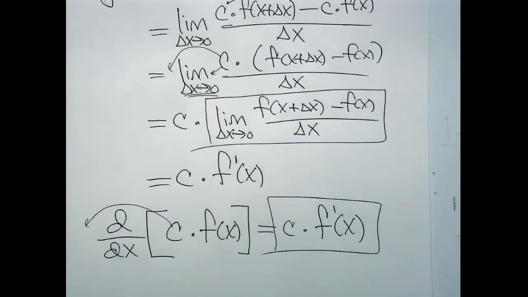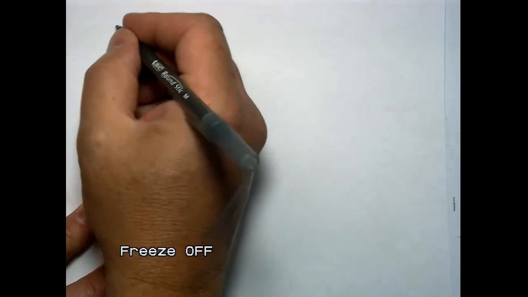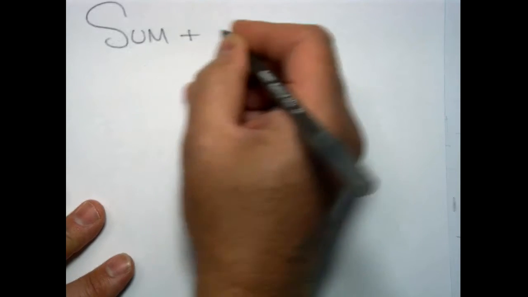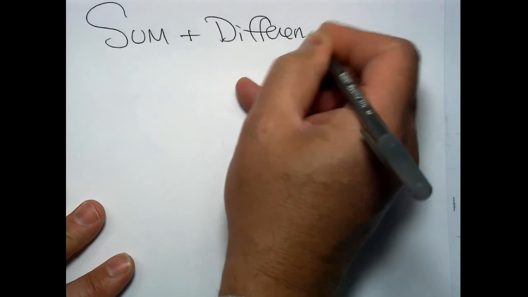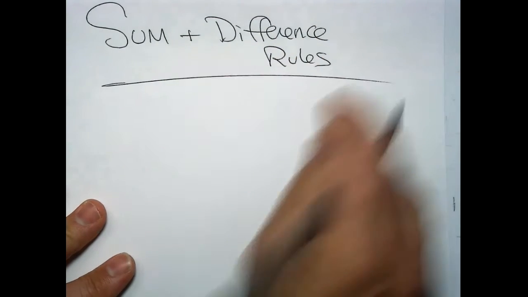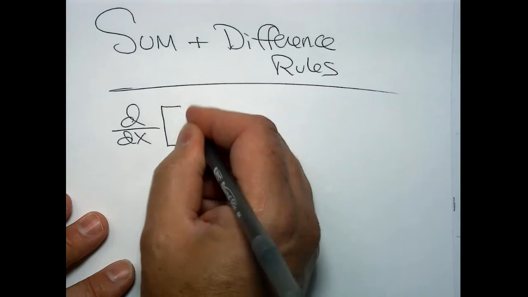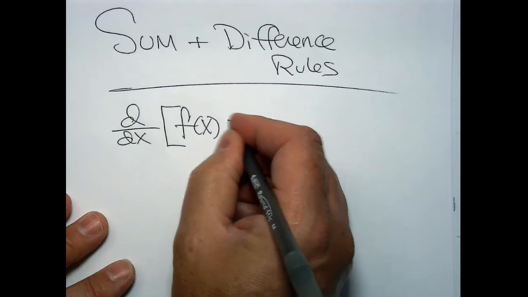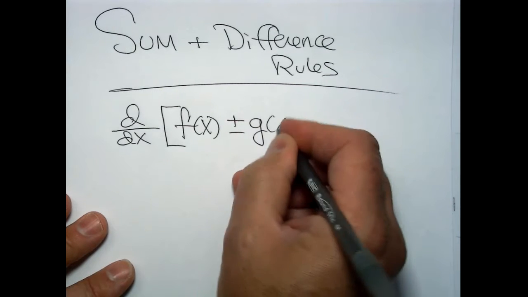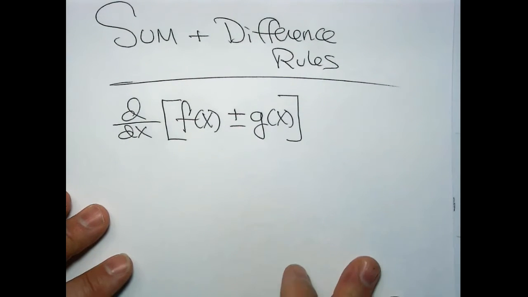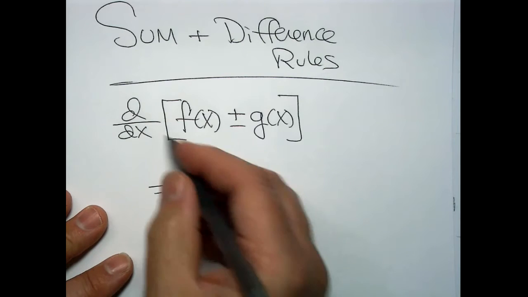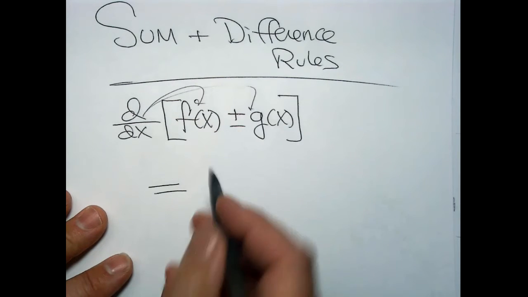Now I'm going to finish up with the sum and difference rules. And it turns out that the derivative, d/dx, of two functions that are either added or subtracted together, not multiplied, but added or subtracted, think of it as a distributive law for our derivative.